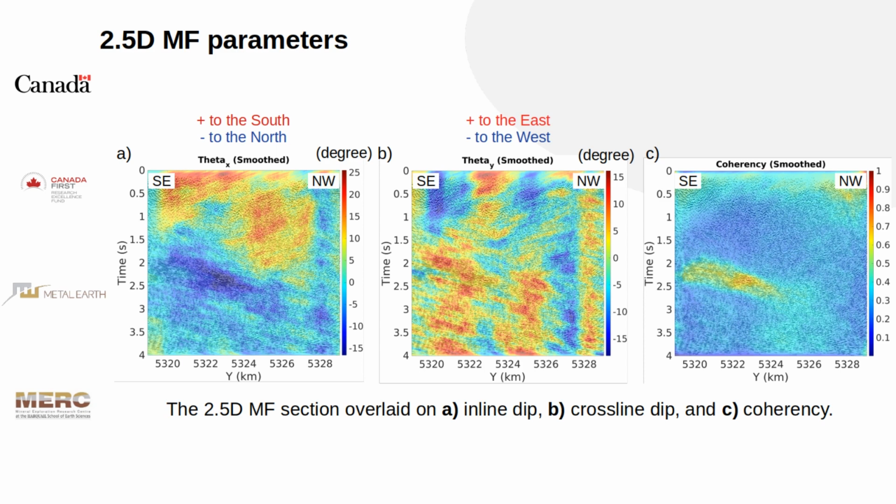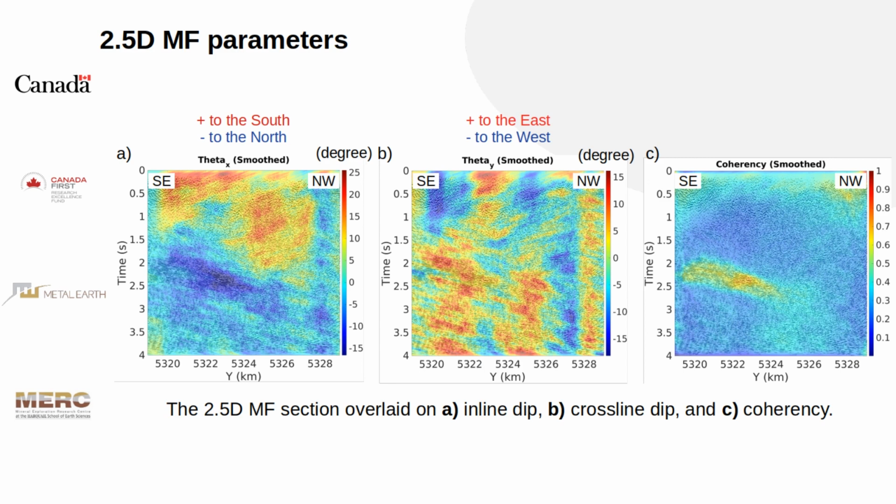This slide shows the 2.5D multifocusing stack section overlaid on the inline dip, crossline dip, and coherency function sections. Figure A shows the inline dip, which is the apparent dip along the north-south direction. Red and blue colors correspond to positive and negative dips towards south and north respectively. The light bluish color shows horizontal layers.